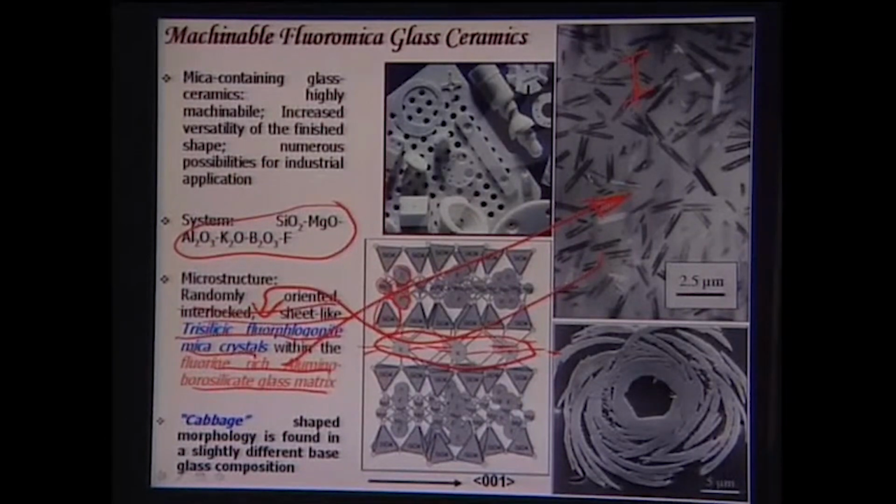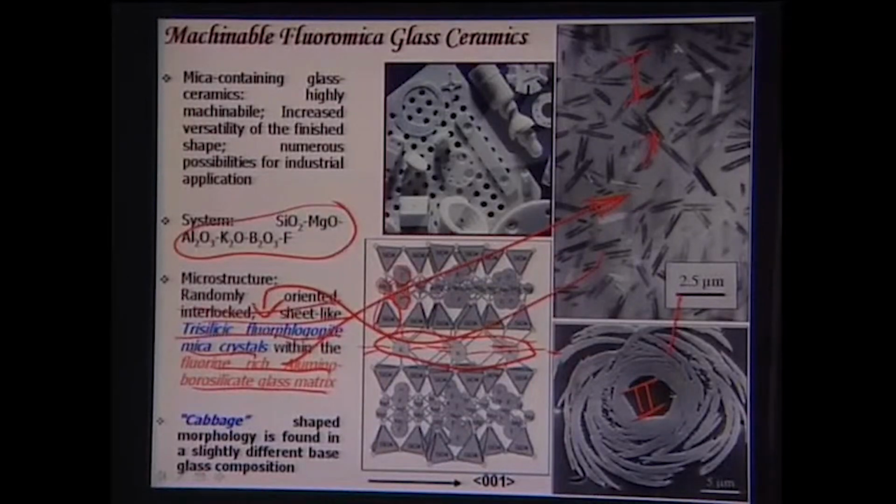Another type of microstructure resembles a cabbage. This cabbage-shaped morphology is found with a slightly different base glass composition. It exactly resembles a cabbage vegetable, so this crystalline phase which forms has cabbage flower or cabbage leaf-like morphology. What I am trying to say is that within the same or almost similar base glass composition, if you adopt different types of heat treatment, in one case you find random crystalline features, and in another case you find the characteristic cabbage-shaped morphology.